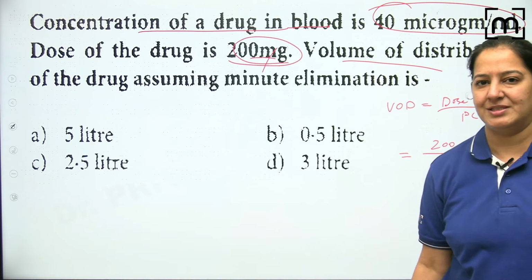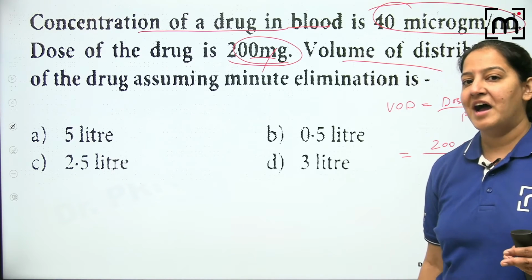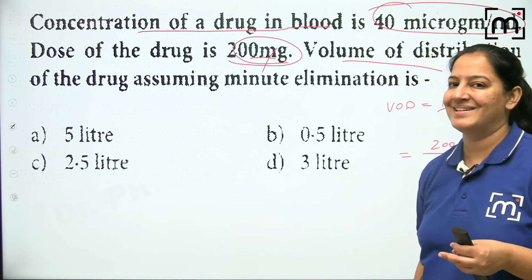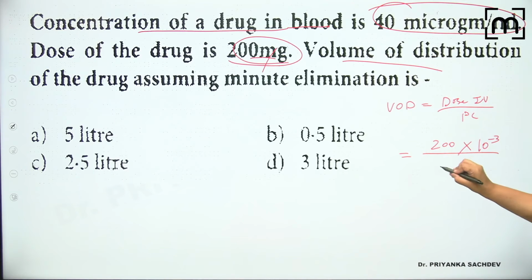Now you know the conversions. I will not teach you physics and mathematics here. I want to teach you pharmacology, not maths, right? The denominator is plasma concentration. It is 40 microgram. So plasma concentration is 40.